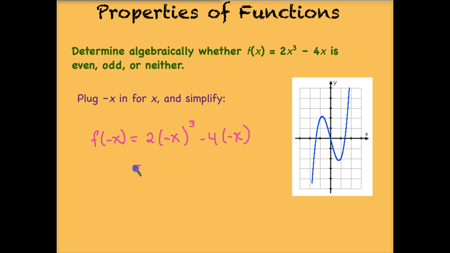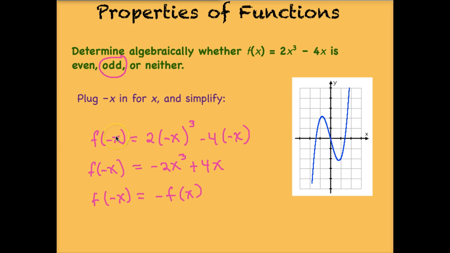Let's simplify that. In this case, a negative x to the third power will still be negative. So we'll be left with a negative 2x cubed. And negative times a negative here is going to give us a positive. Let's compare our functions. Well, we started with a positive sign here, and now we have a negative. We started with a negative sign here, and now we have a positive. So if we can plug in a negative x and get the opposite result, so now our whole function is negative, so f of negative x is equal to negative f of x, then we've proved that our function is indeed odd.